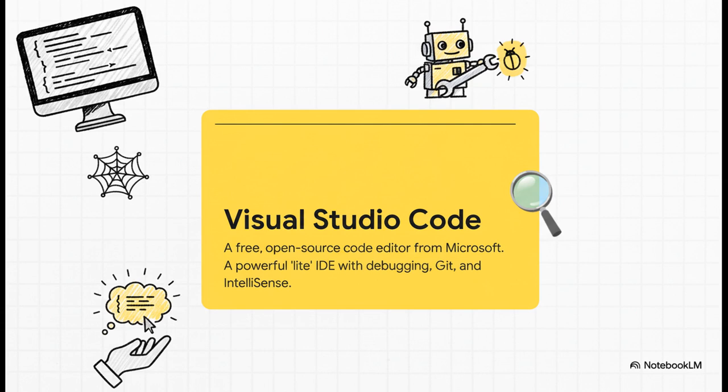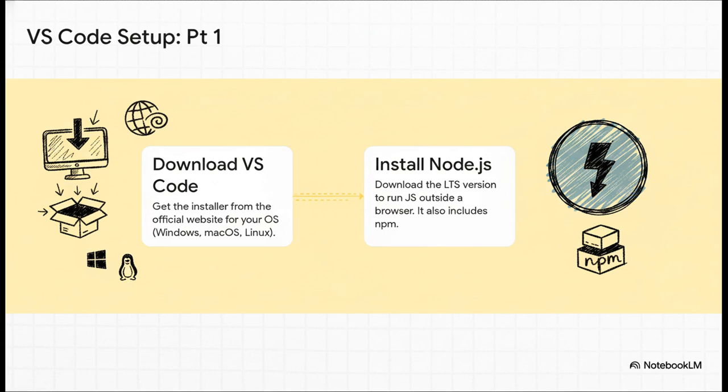Getting this set up is a two-step dance. First, super simple, you go to the official VS Code website, download it for your computer, Mac, Windows, whatever, and install it. The second step is absolutely key. You have to install something called Node.js. So what's Node? It's basically an engine that lets you run JavaScript code anywhere, not just in a web browser. It's what turns your computer into a JavaScript powerhouse. Plus, it comes with NPM, which is this huge library of other tools you'll definitely be using later.